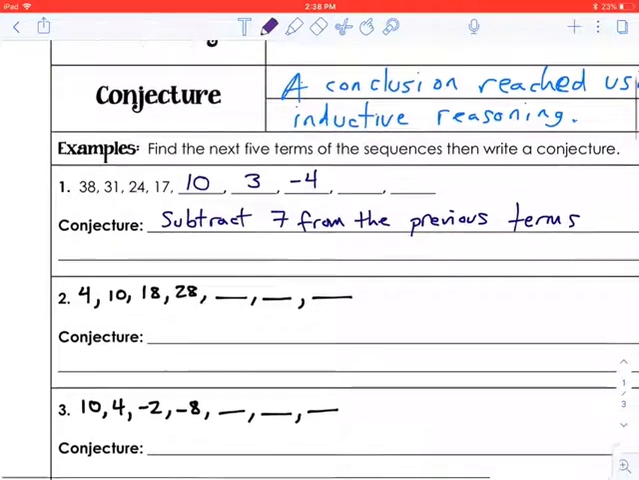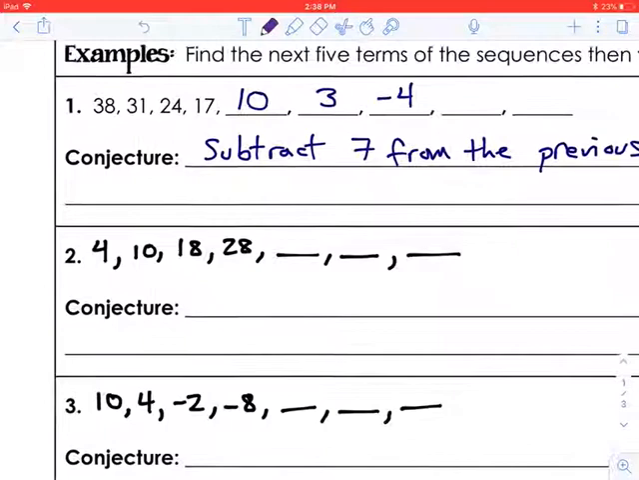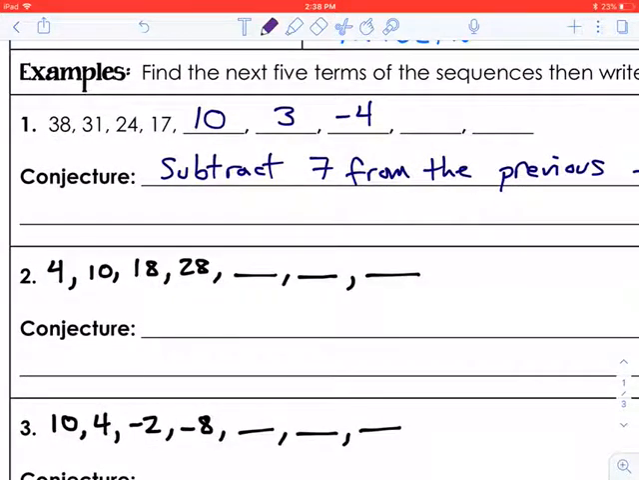Okay, so look at this one. It says 4, 10, 18, 28. So this is going up by 6, this is going up by 8, this is going up by 10. So it's going up by a certain amount each time: up 6, up 8, up 10. So this is probably going to go up 12, which is 40. Then it's going to go up 14.